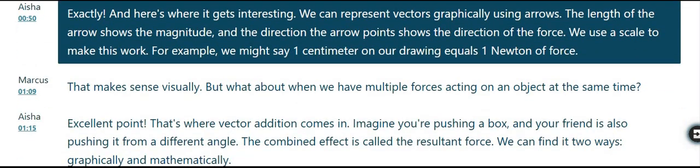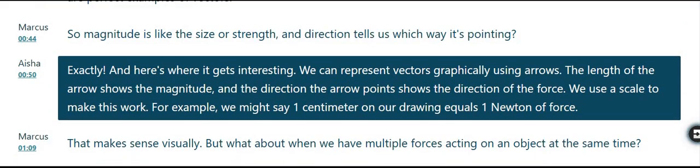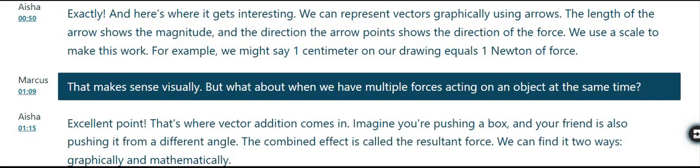Exactly. And here's where it gets interesting. We can represent vectors graphically using arrows. The length of the arrow shows the magnitude, and the direction the arrow points shows the direction of the force. We use a scale to make this work. For example, we might say 1 centimeter on our drawing equals 1 Newton of force.